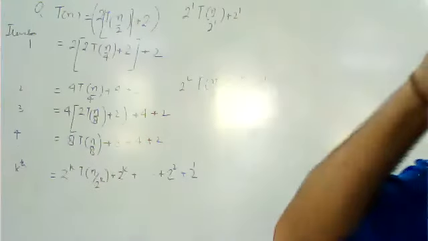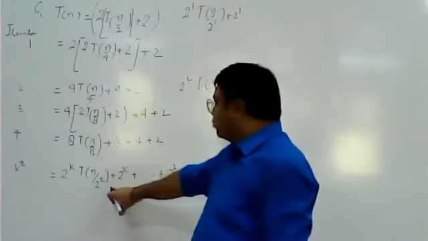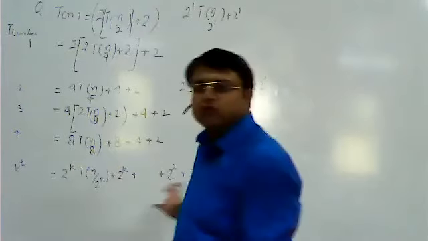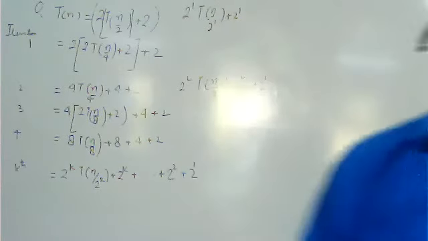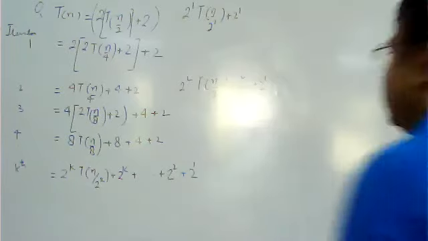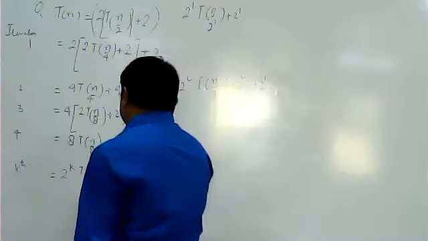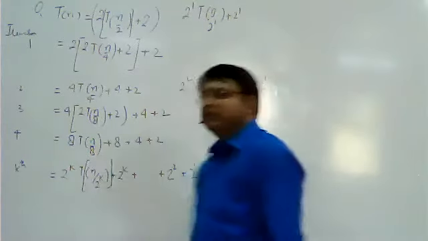Okay, so here we are having 2 to power k t n upon 2 to power k, then again 2 to power k plus 2 to power 2 plus 2 to power 1. So this is the series we get in kth iteration. Now again I have told you that recursion will only terminate when the input size, this is the input size, when this will become 1. So let's see.